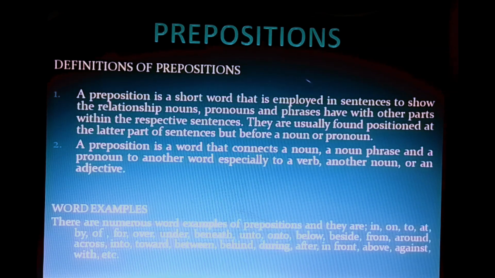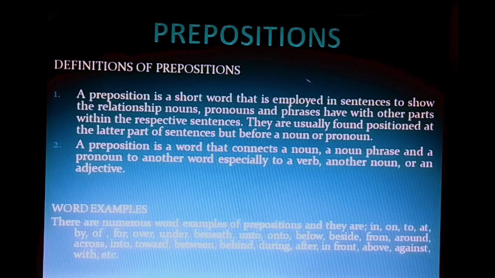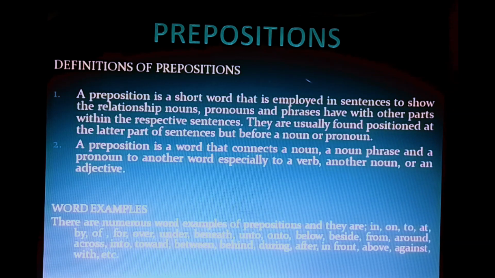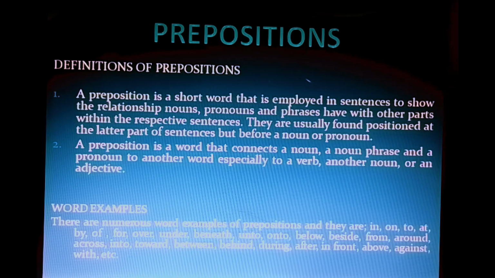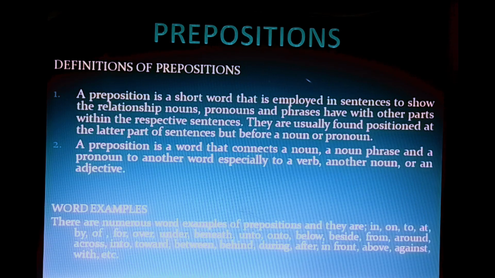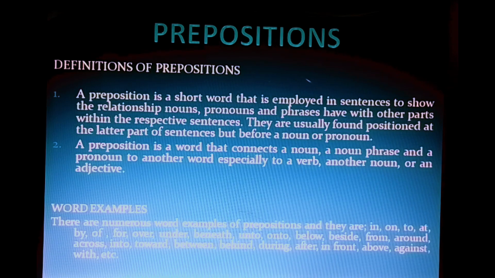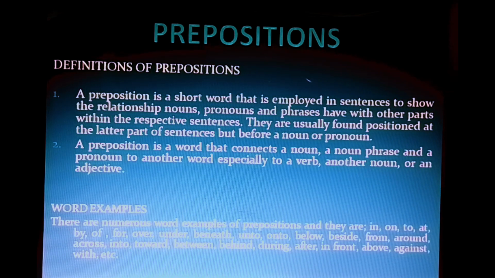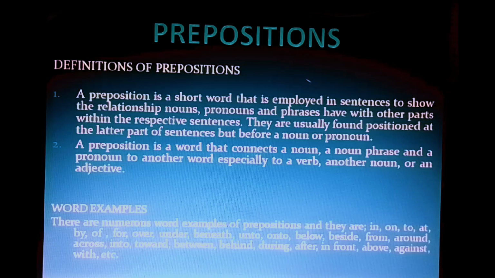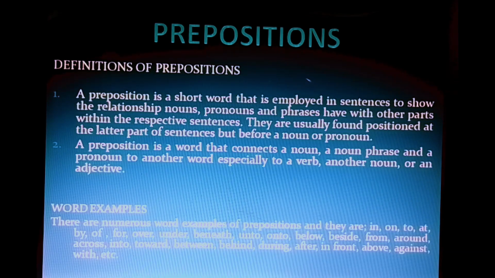They are prepositional words. Now don't forget what a preposition states. A short word that is employed in sentences to show the relationship nouns, pronouns, and phrases have with other parts within the respective sentences. And other parts within the respective sentences are the verbs, the nouns, or the adjectives.